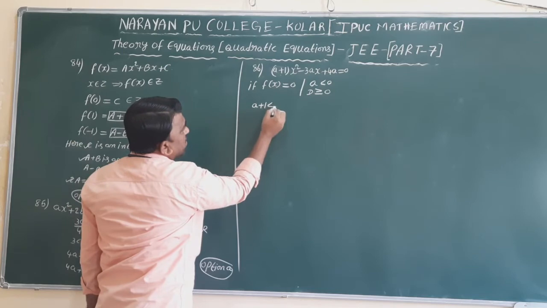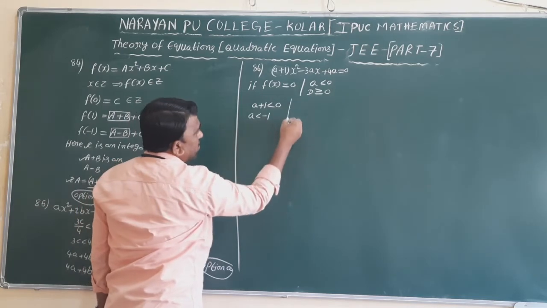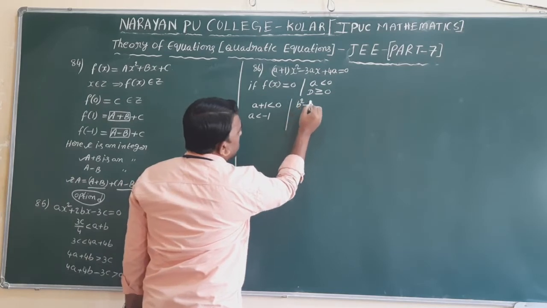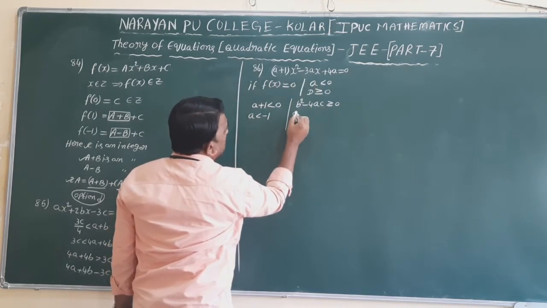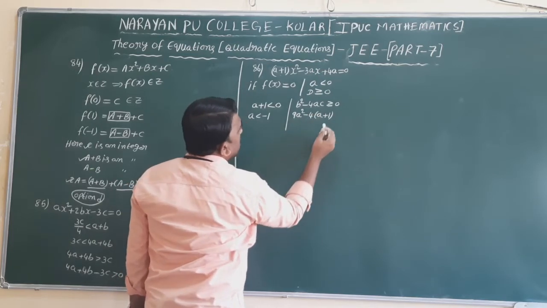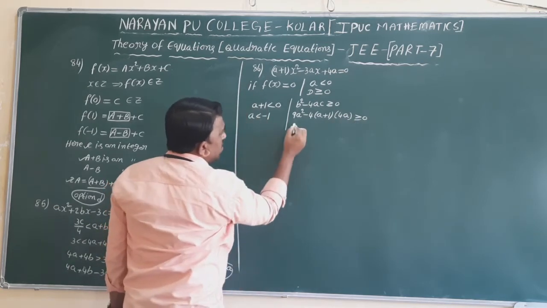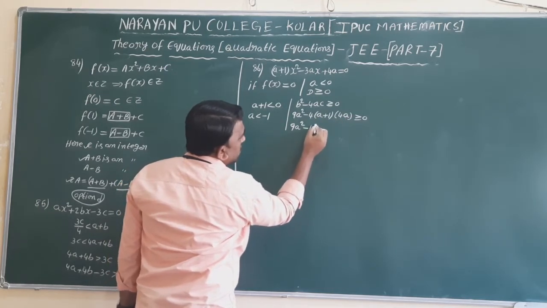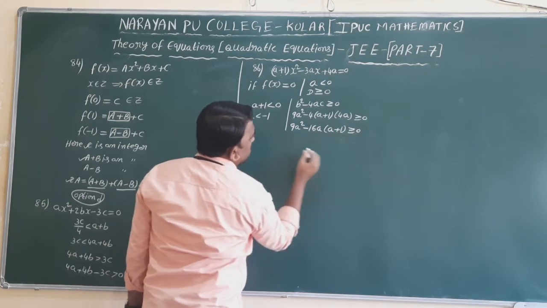So based on the condition, what is the a value here? a plus 1 less than 0. a is less than minus 1. That one condition we got. Next, D is nothing but the discriminant. b square minus 4ac is greater than or equal to 0. Apply that: 9a square minus 4 into a plus 1 into c, where c value is 4a, is greater than or equal to 0. 9a square minus 4 into 4a, minus 16a into a plus 1 is greater than or equal to 0.